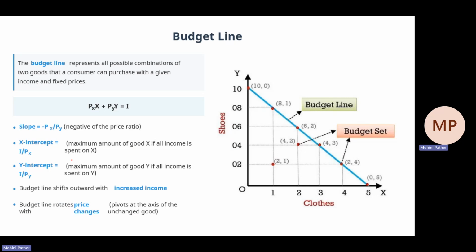Now, if your income increases over time, you will notice that your budget line will shift, obviously. What is this indicating to you? That you are now able to afford more of each product. Your budget line rotates, however, when there are changes in price.